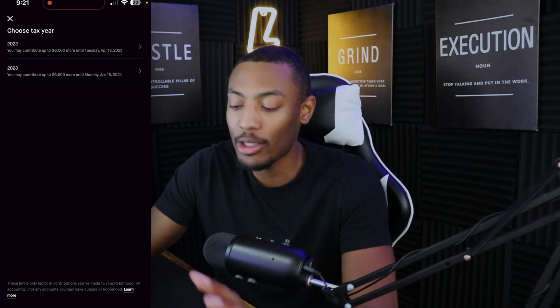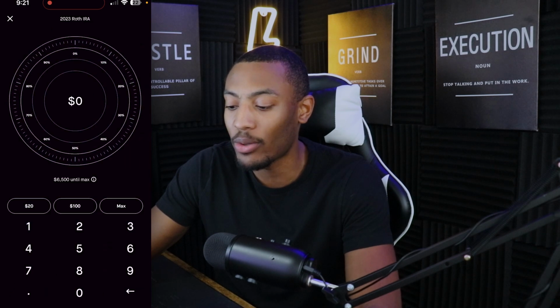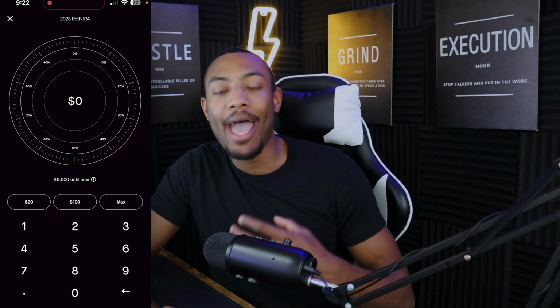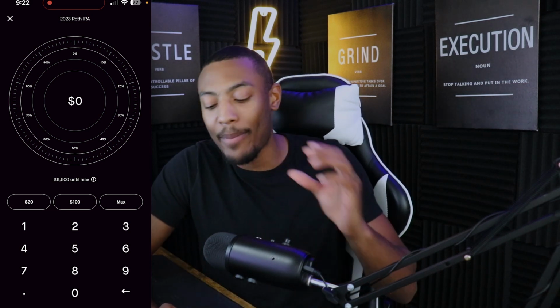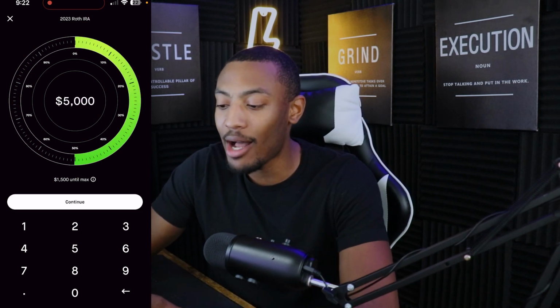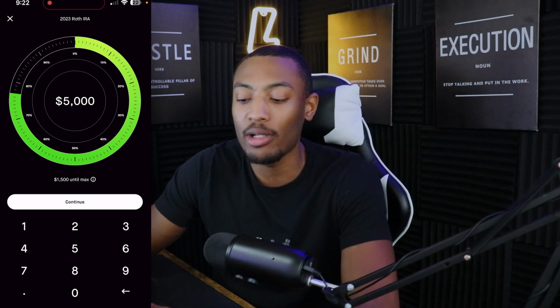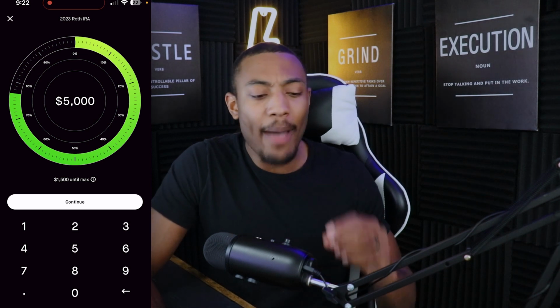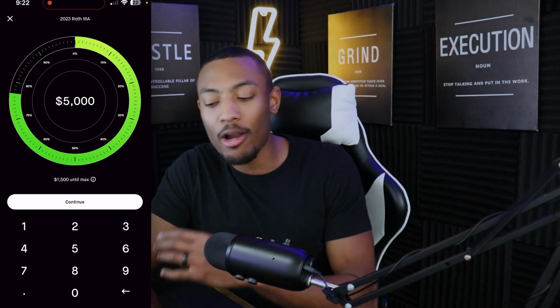But if I only wanted to contribute to this current tax year, I would click 2023, and then it gives me this really cool pie graph showing me how much I have left to contribute until I reach the max contribution. So if I just put $5,000 here, we can see that the graph goes up about 3/4 of the way. And I think that personally, this makes Robinhood more attractive than some of the other apps out there because it appeals to a younger audience base.